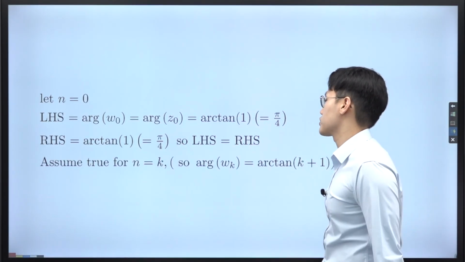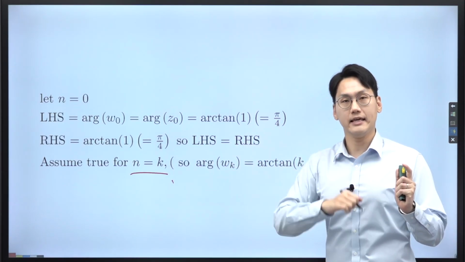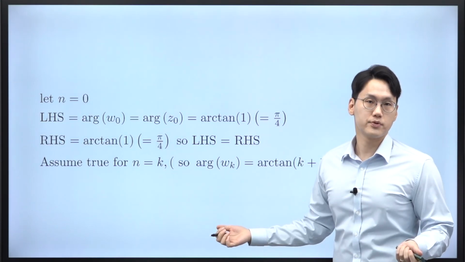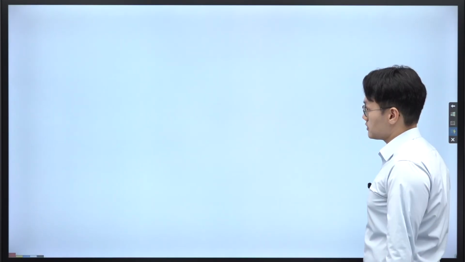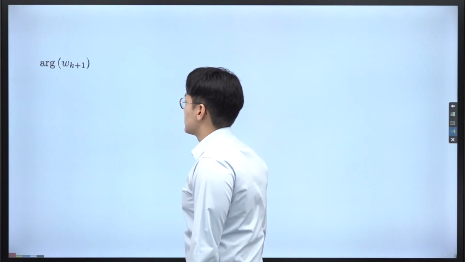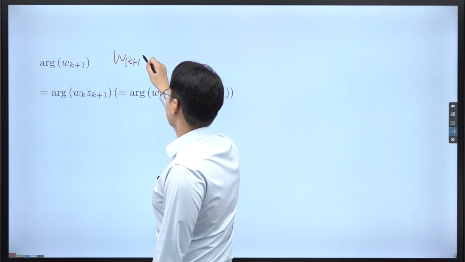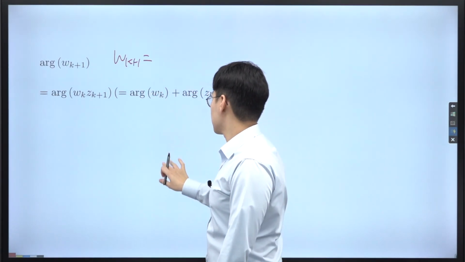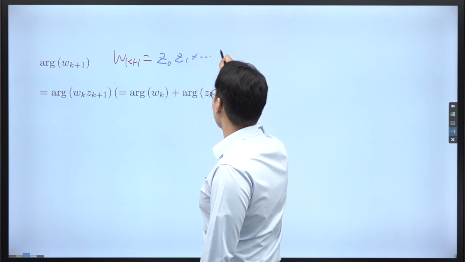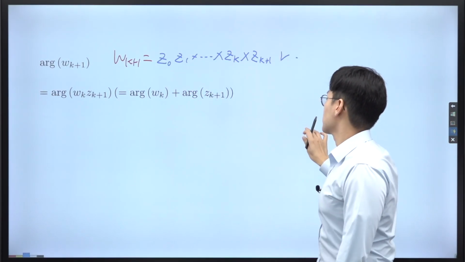Now for the induction hypothesis. I'm going to say the argument of z naught up to z k gives me the arctangent of k plus 1. Then what we want to discuss is the result to prove. So let's take a look. The argument of omega k plus 1, what is it? By definition, omega k plus 1 is the product of the complex numbers, so I'm going to go with z naught, z1, going all the way up to z k, and then z k plus 1.